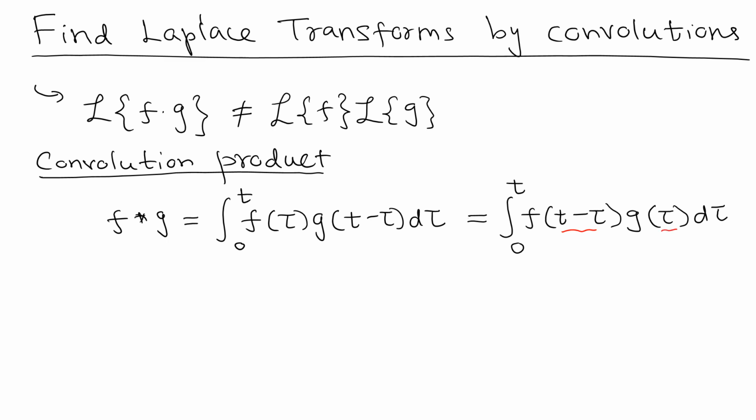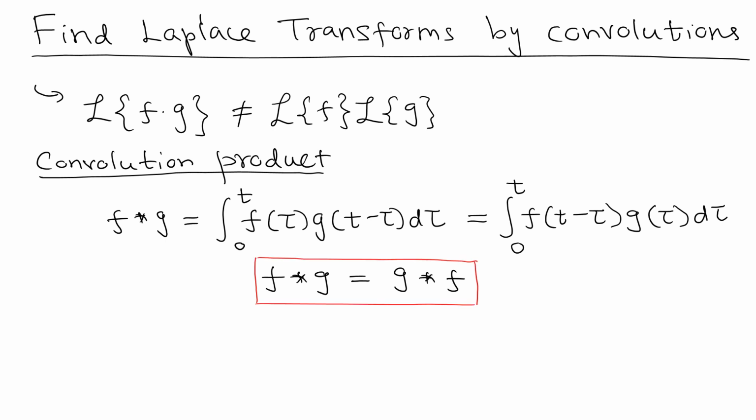Why do we need two versions? Because sometimes it's easier to use one over the other, depending on how complicated the functions are. For the complicated one, we normally put the tau. For the easy one, we normally put the t minus tau. Also, because of this result, you can see that this product is commutative. In other words, f star g equals g star f. It's a nice property to remember, and we can use it in problems.